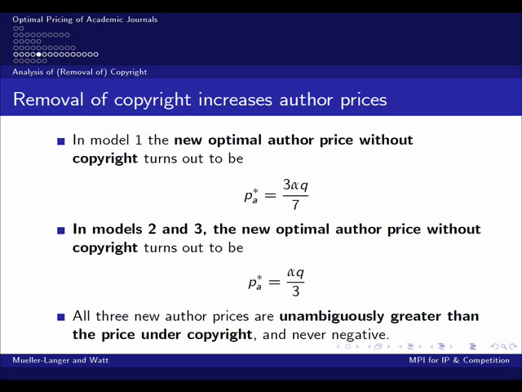Comparing these optimal author prices with the author prices under a regime with copyright, they are unambiguously greater than the price under copyright, and they are never negative. So this is straightforward. If the journal cannot generate any profit from the reader side, then it would not pay authors, because it would then generate negative profit.